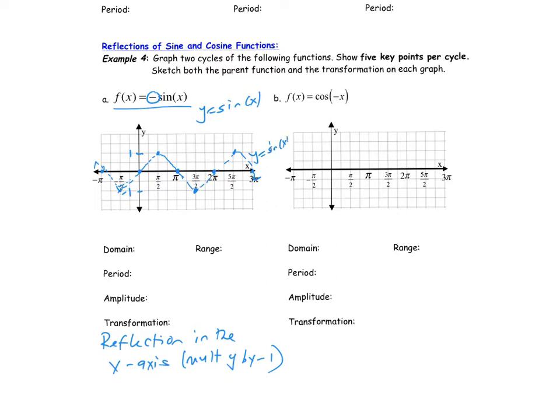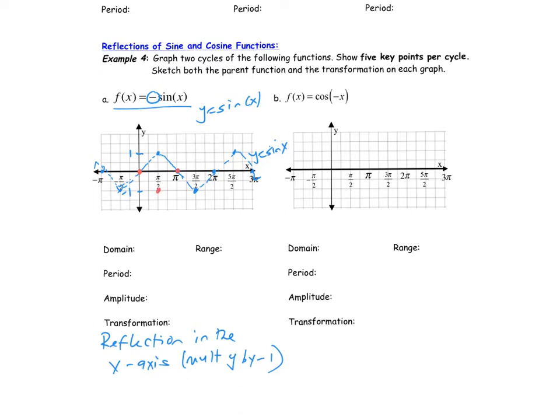And now we need to graph the transformed function. For the transformed function, it's a reflection in the x-axis. So we're going to multiply all the y values by negative 1. So 0, 0: 0 times negative 1 is still 0. But when I'm at pi over 2, 1, we multiply the y coordinate by negative 1. So 1 times negative 1 will be negative 1.